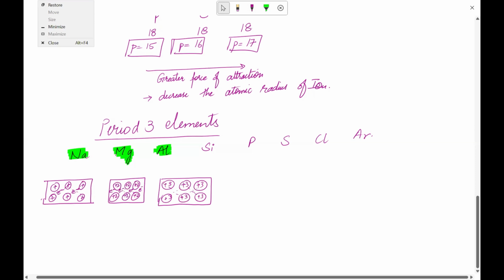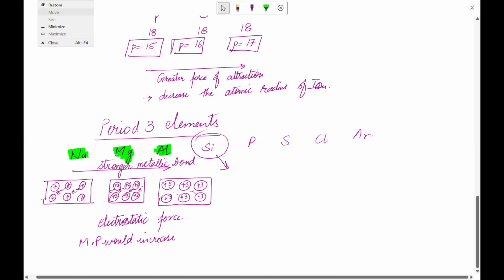Greater force of attraction. What is that force of attraction? That force of attraction is electrostatic force of attraction. So we have analyzed one thing, that as the charge on the metal becomes greater, there will be greater electrostatic force of attraction. So it would have a stronger metallic bond. Is that understood? Yeah. So because of that, can we say that its melting point would increase? Yes. But now what is going to happen with silicon?